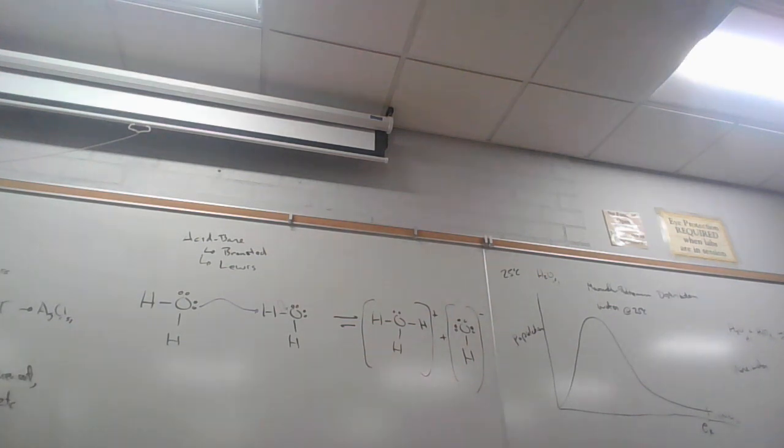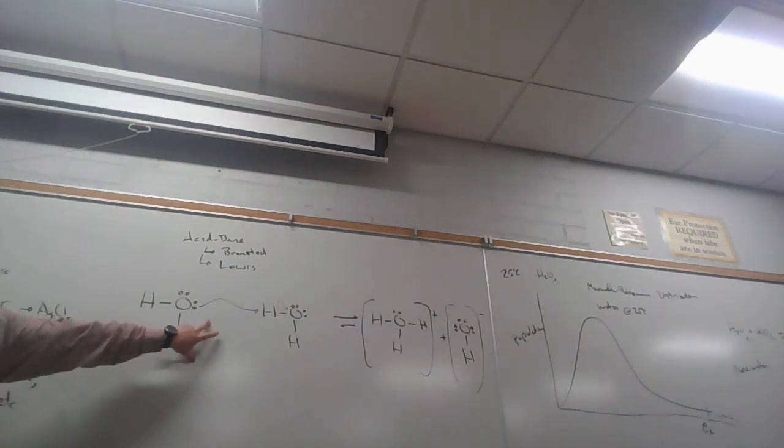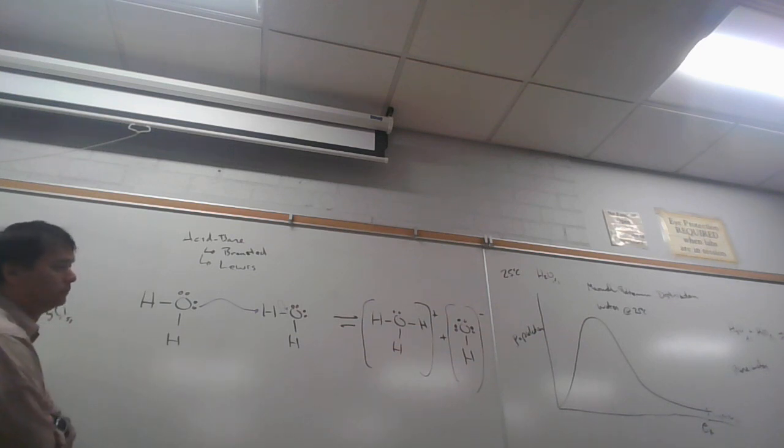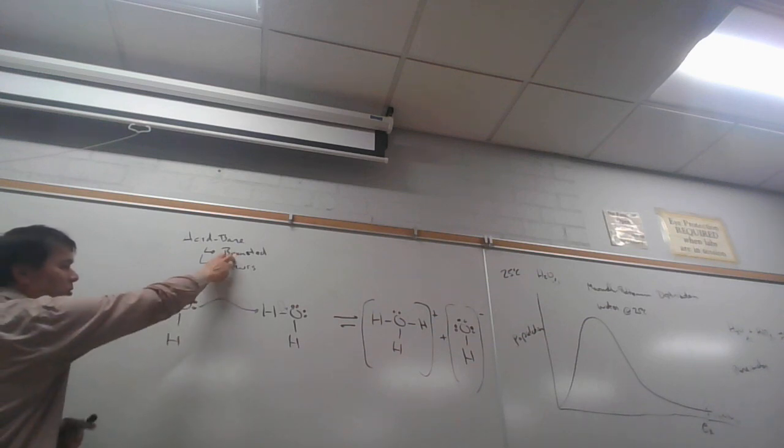So this is typically the way things are done with Lewis, because, what's more comprehensive, the Bronsted or Lewis definition of an acid-base? Lewis is much more comprehensive. And therefore, we can look at everything in terms of Lewis. We can't look at everything in terms of Bronsted.